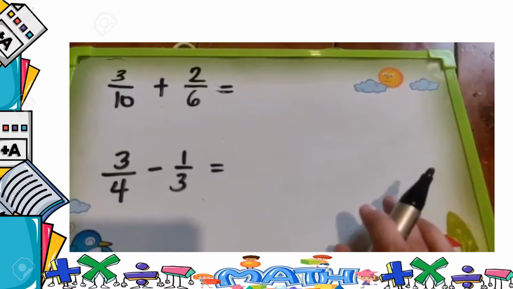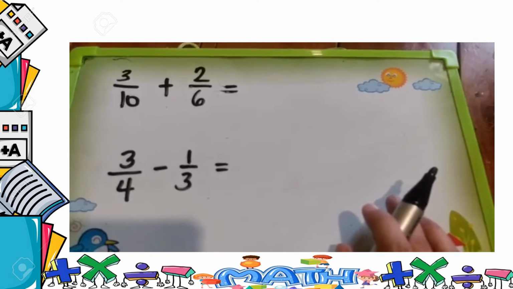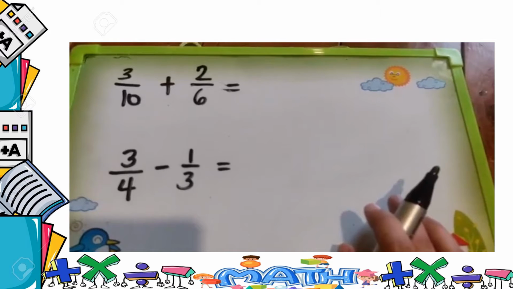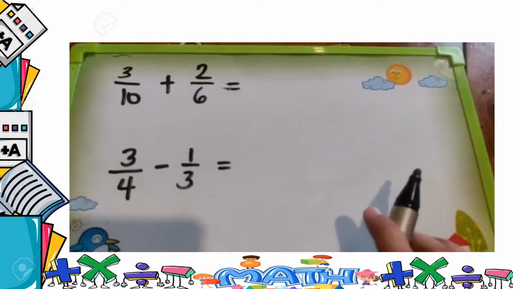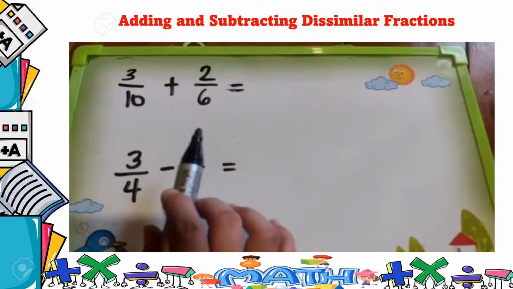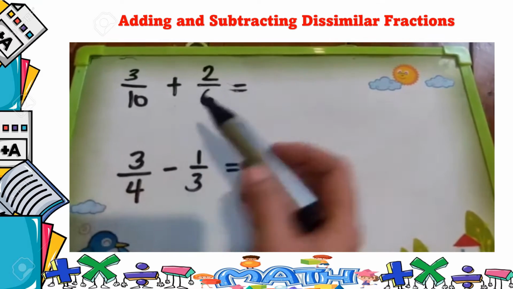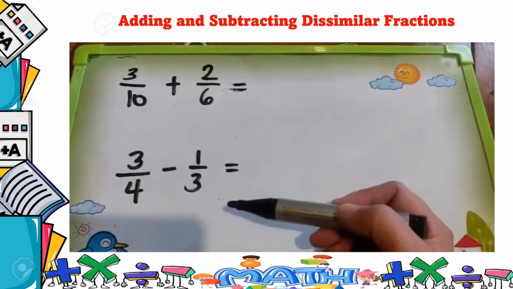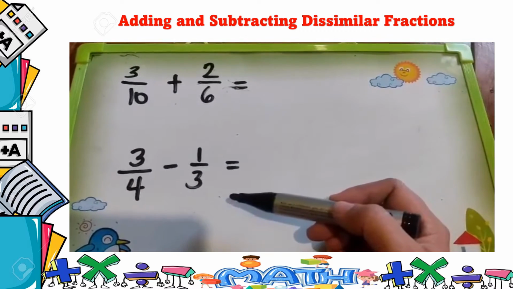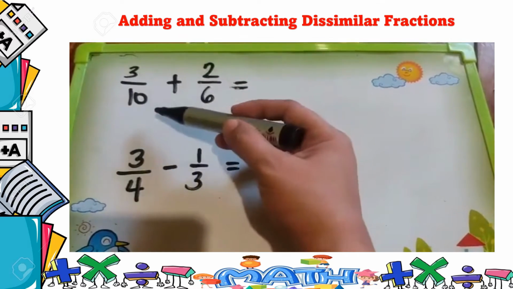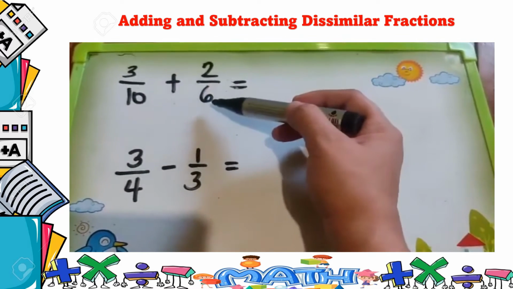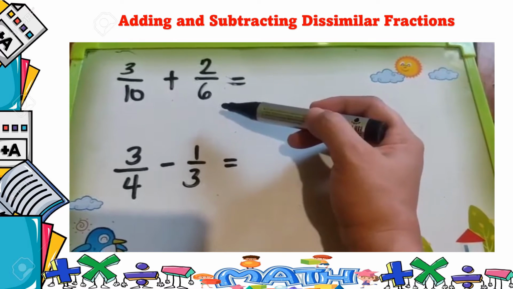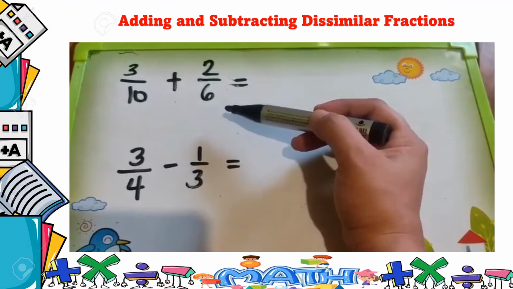Okay, for letter B, we will add and subtract dissimilar fractions. When you say dissimilar, they have different denominators. As you can see in the two given, they have different denominators. The first one is 3 over 10 plus 2 over 6. Again, we have 4 steps in adding dissimilar fractions.